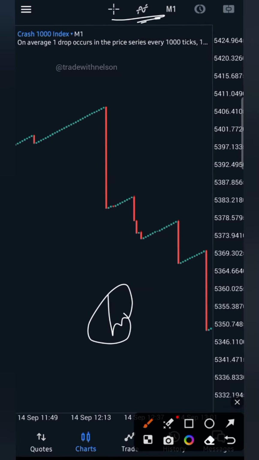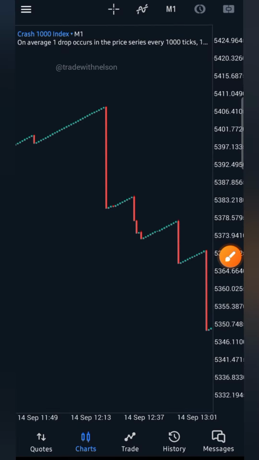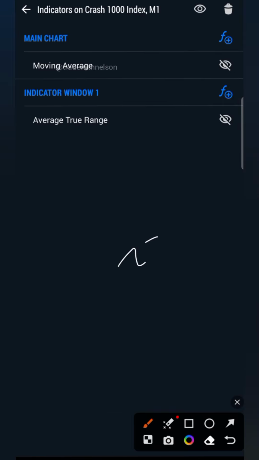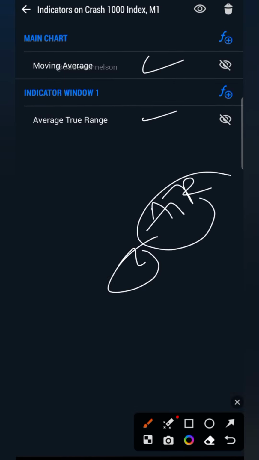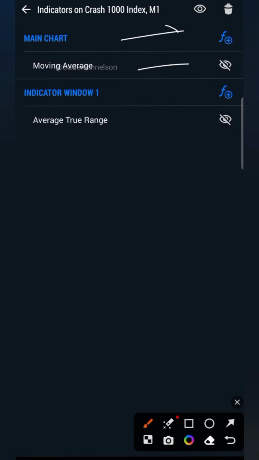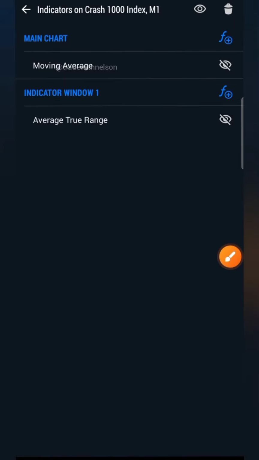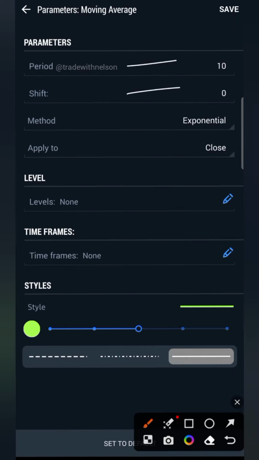First thing you do is click on this indicator icon over here. Once you click on that, you can see I have just two indicators. I have the moving average and I have the average true range, which is the ATR. To select the moving average, click on the F icon on the main chart and search for your moving average. Make the period 10, shift 0, method exponential, apply to close. For the styles, make it a color of your choice, 3 pixel. After that, you click on save.